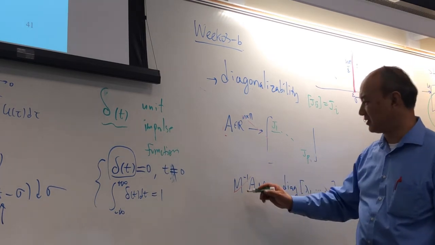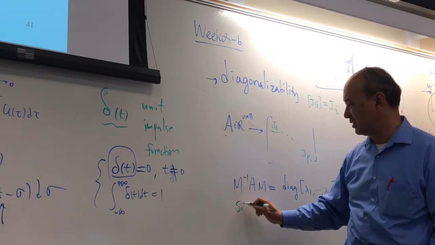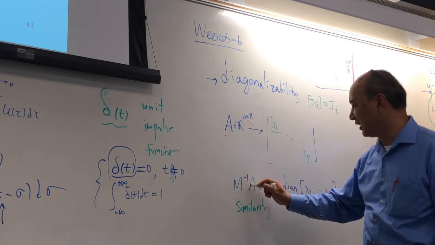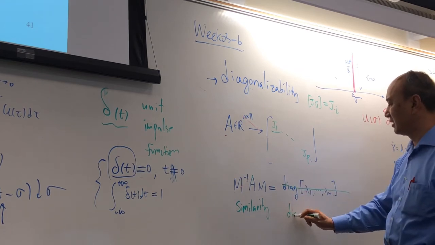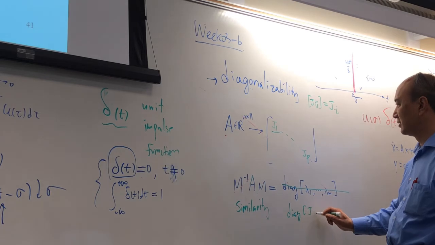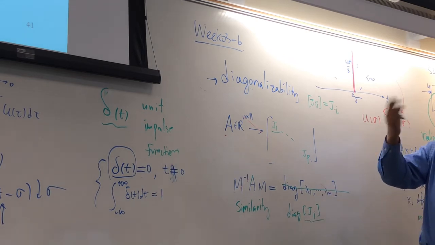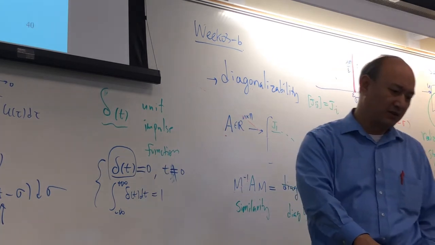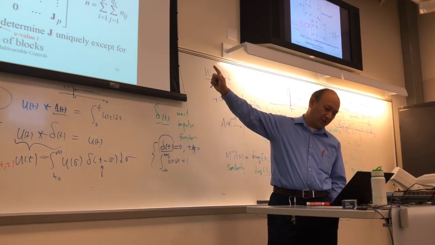So there always exists a similarity transform M to turn A, not into a diagonalized form, but into a diagonal form with Jordan blocks. Okay, Jordan blocks. So that's why we call it Jordan canonic form. This one is a Jordan canonic form.